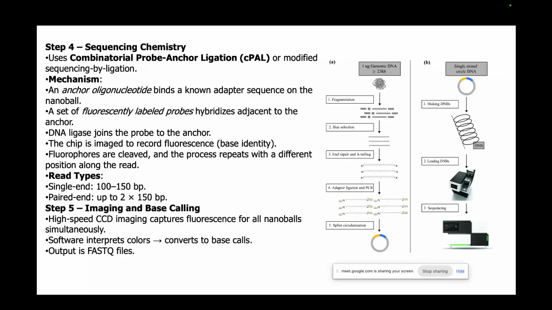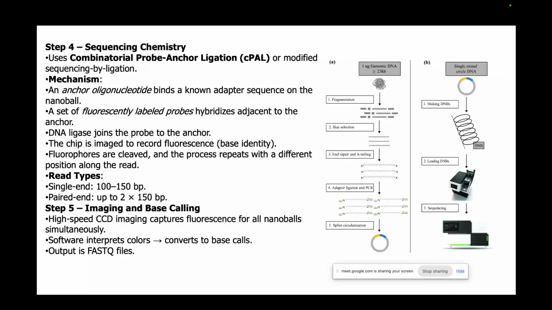And paired end is nothing but you have a DNA read, and you sequence it from both ends. So 5 prime to 3 prime you are going to sequence, 3 prime to 5 prime you are going to sequence. And if you do a paired end, it will go up to around two times the length, which will be around 300 to 400 base pairs, which is roughly the length also used by Illumina sequencing as well.